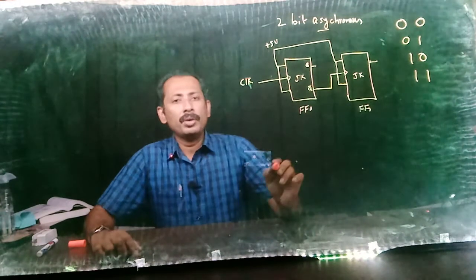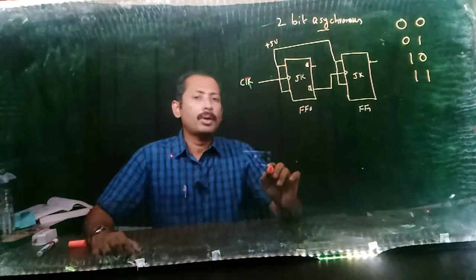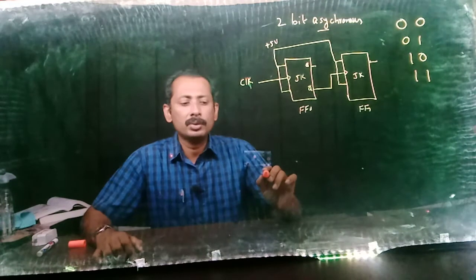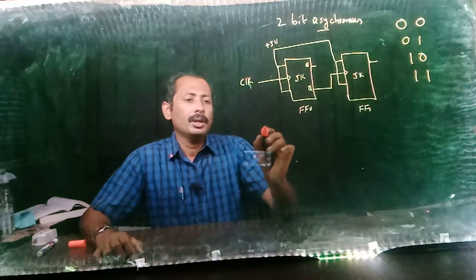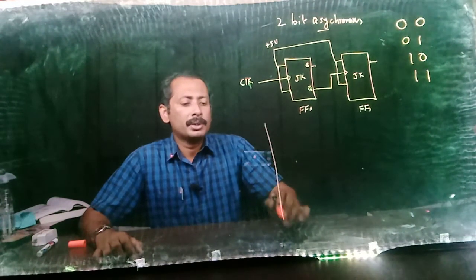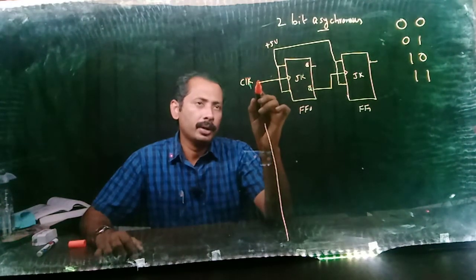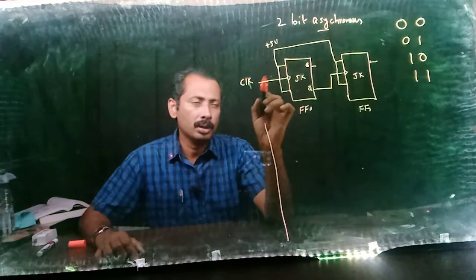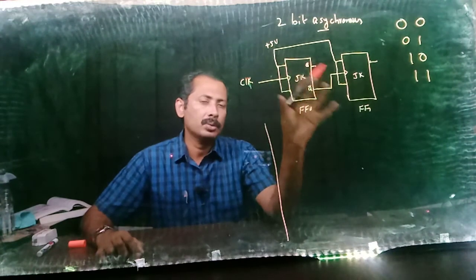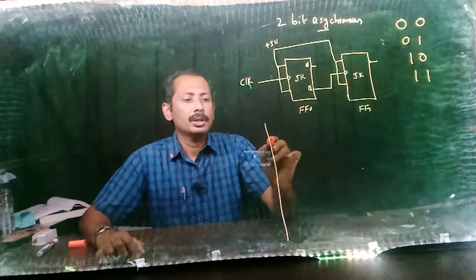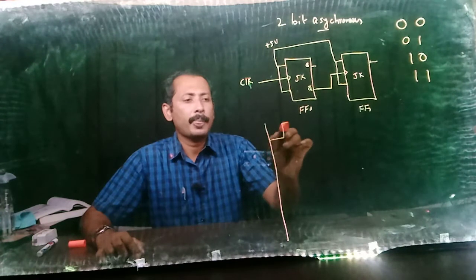Okay, now we will try to form the count sequence, and I am drawing a clock pulse here. This is the basic input. We have only one external input, that is the clock, and this circuit counts each clock pulse. So I am drawing a clock pulse here.